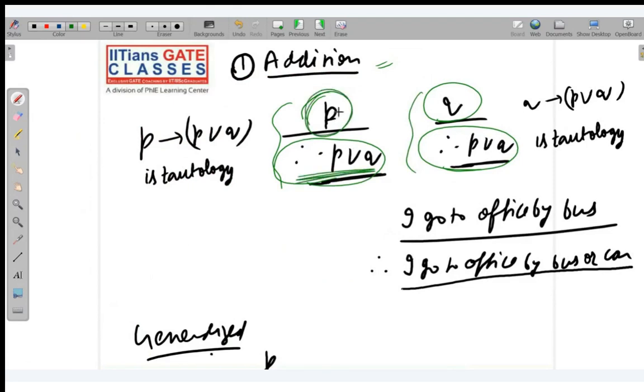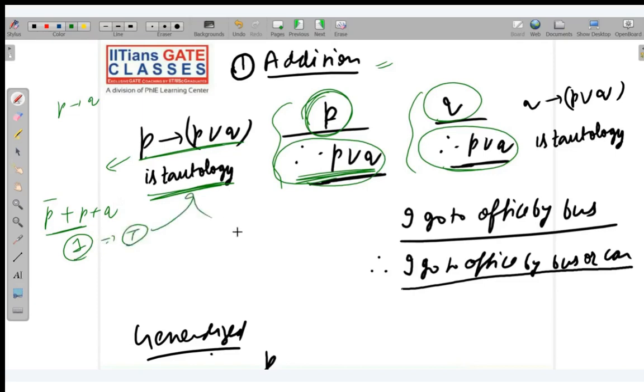So P implies P or Q, that should be a tautology, and you can easily prove it. Why is this a tautology? By Boolean algebra, I will say P bar plus P plus Q. I have changed it: P implies Q is P bar plus Q. So this will be P bar plus P plus Q. So P bar plus P is nothing but 1. I think you already know, 1 plus something is 1 only. 1 means what? In logic, it is true. So true means tautology. I have proved it.